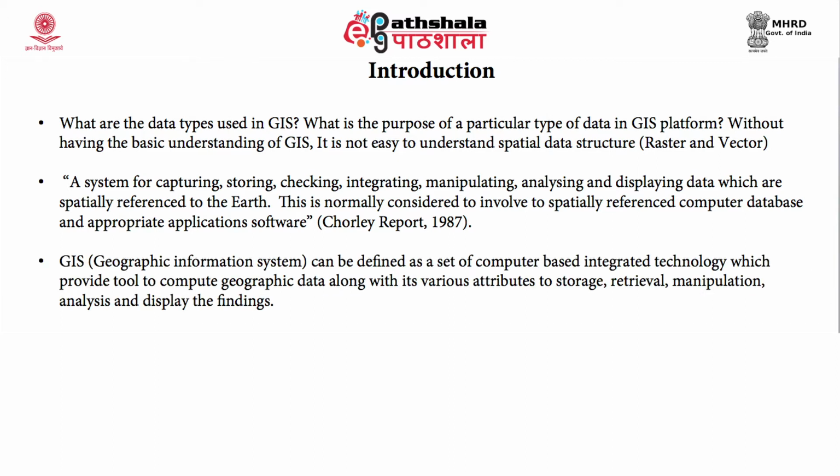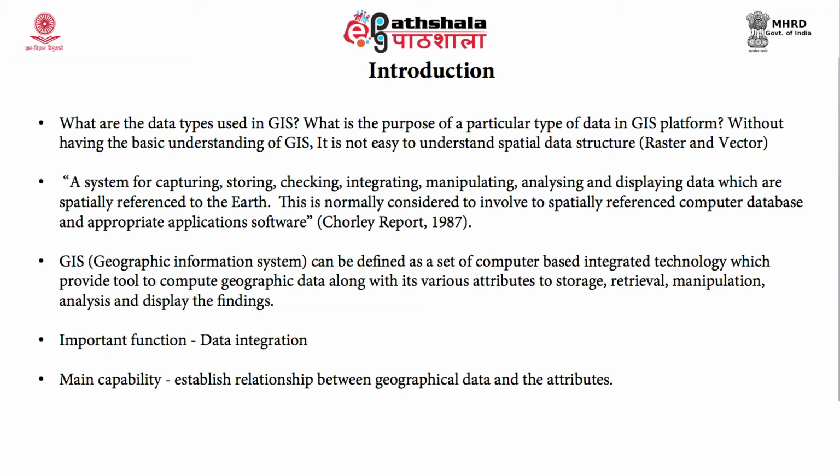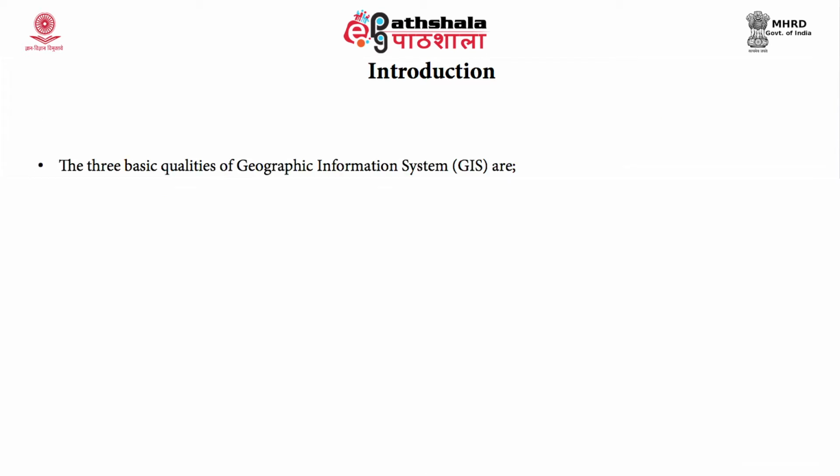GIS is Geographic Information System, which can be defined as a set of computer-based integrated technology which provides tools to compute geographic data along with its various attributes, like storage, retrieval, manipulation, analysis and display of the findings. So the important function of GIS is data integration, and the main capability is to establish a relationship between geographical data and the attribute. There are three basic qualities of a geographic information system.